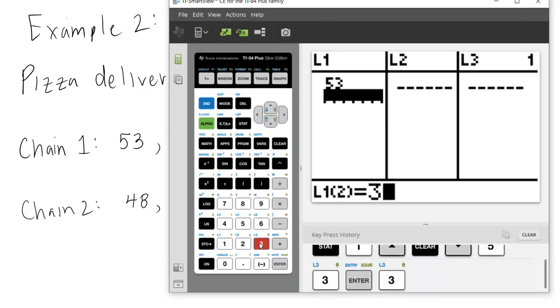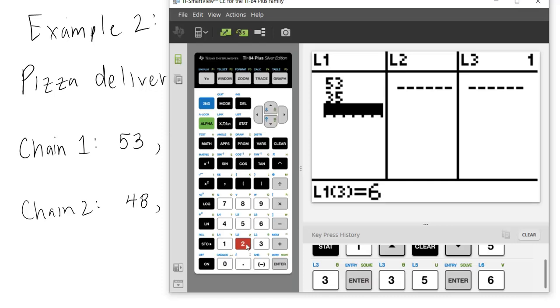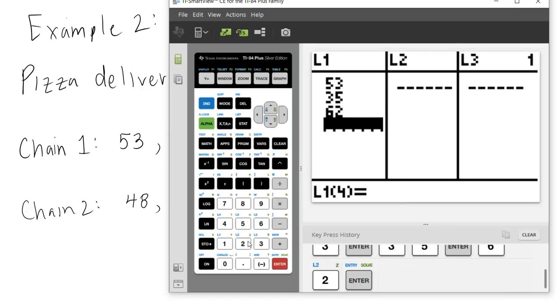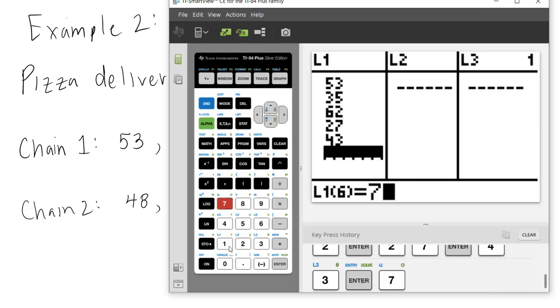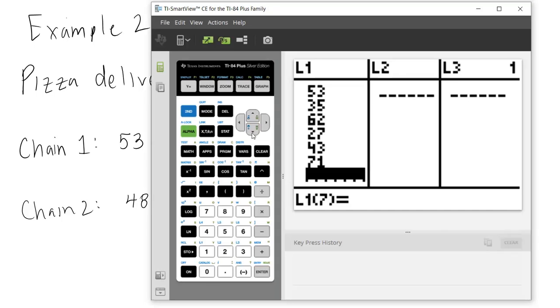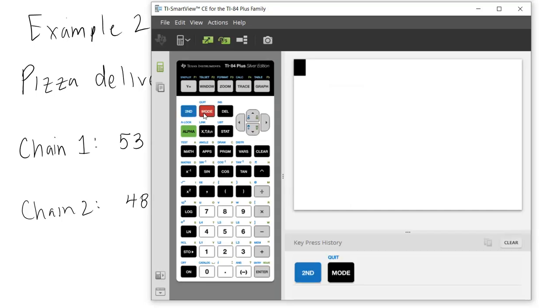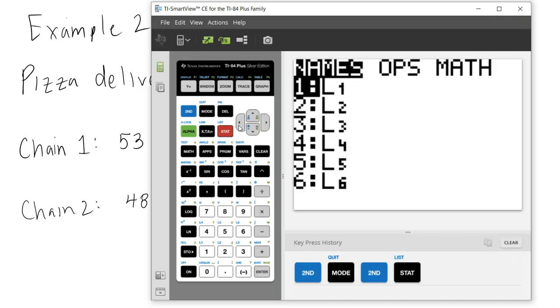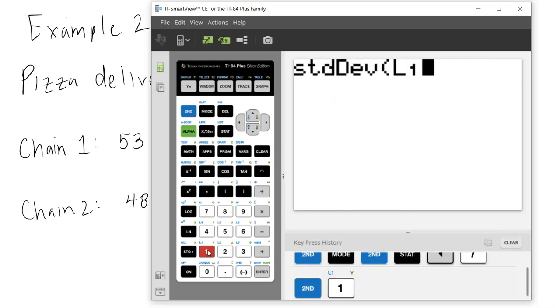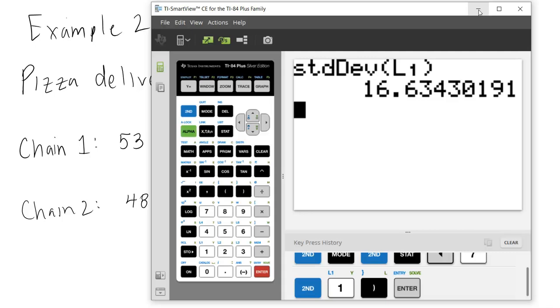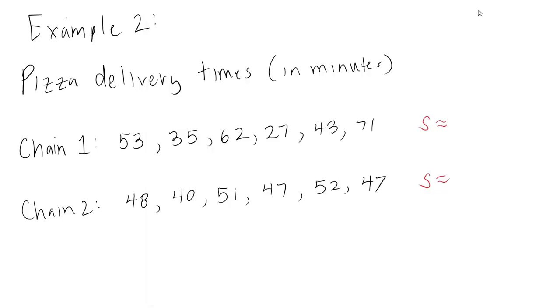53, 35, 62, 27, 43, 71. I quit back to the main screen with second and the mode key. I press second stat to bring up the list options. Scroll to math. Choice 7. Enter the list name. Close the parentheses. I guess you don't have to do that. Hit enter, and I get a standard deviation of around 16.63 minutes.